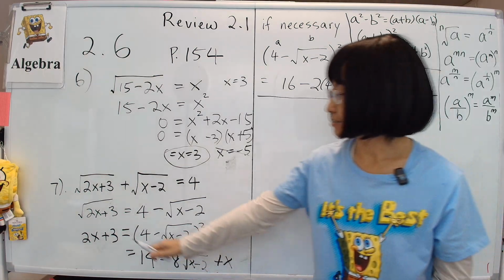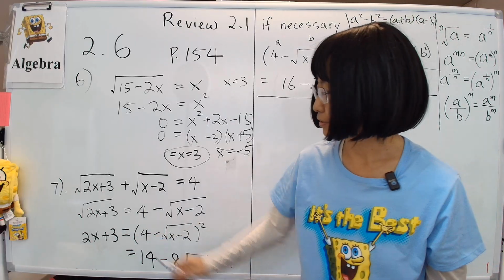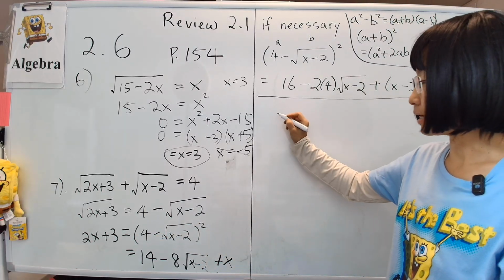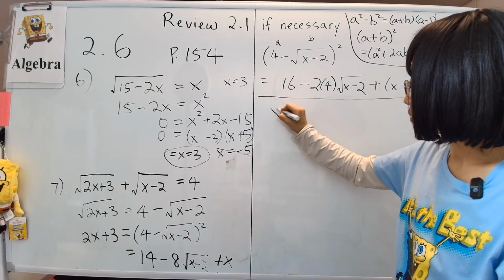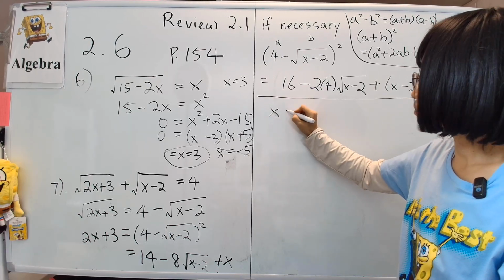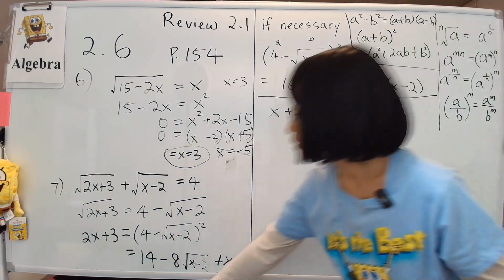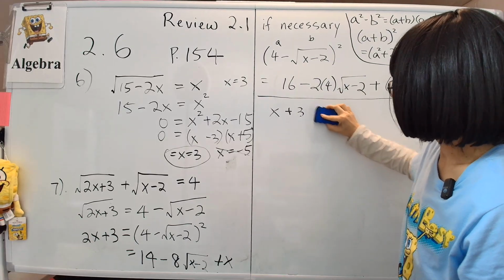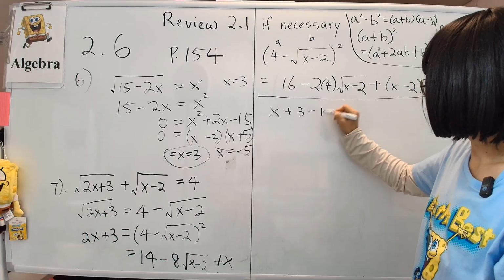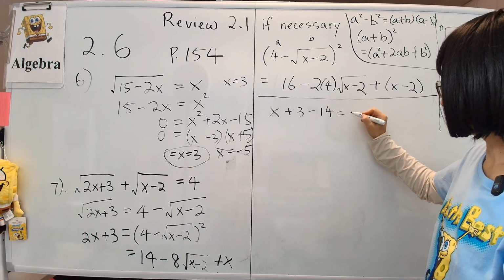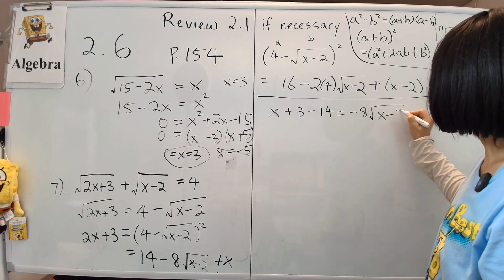So continuing, so far so good. We have plus x on this side. We'll move it to the other side, where it becomes minus x. So we have x plus 3 on the one side, which is equal to 14 minus 14 on the other, so x plus 3 minus 14 is going to be equal to this stuff, which is negative 8 times the square root of x minus 2.